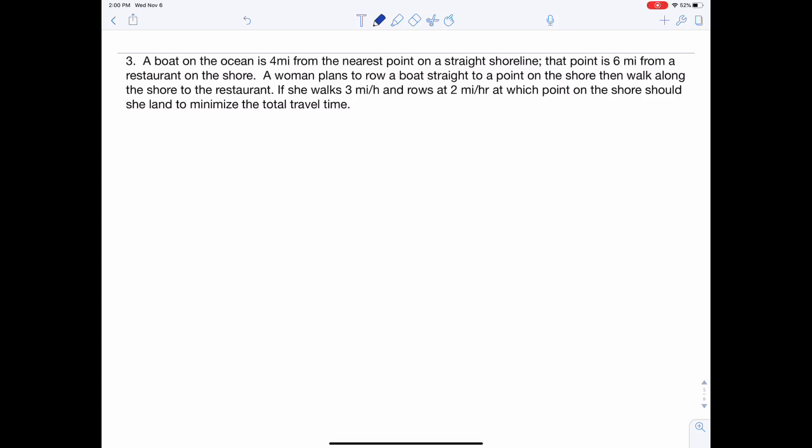Okay, so today we're going to look at two of the optimization problems. We're going to start with number 3. So a boat is on the ocean. It's 4 miles from the nearest point on a straight shoreline. So let's get a quick picture here. So here's my boat.